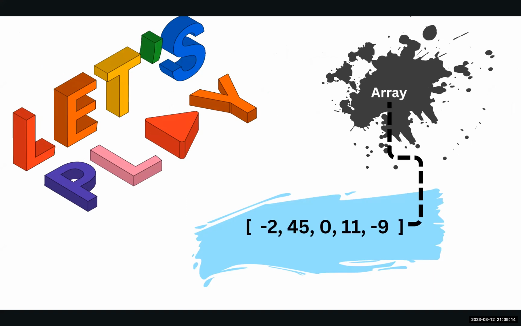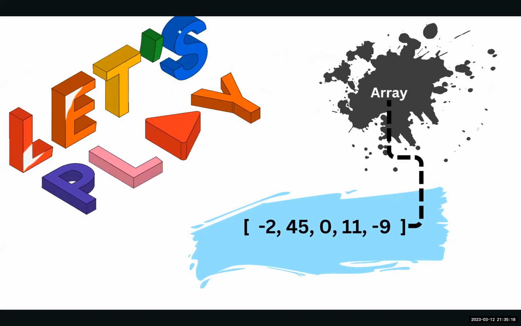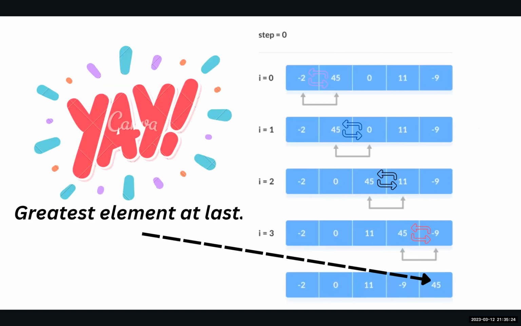So let's start with an example. We have an array with values -2, 45, 0, 11 and -9. Let's try to apply the same concept of repeated swapping the elements. Let's start with the beginning. We have two elements, -2 and 45. We know that 45 is greater than -2, so they are in the correct increasing order. So we are not going to swap them.